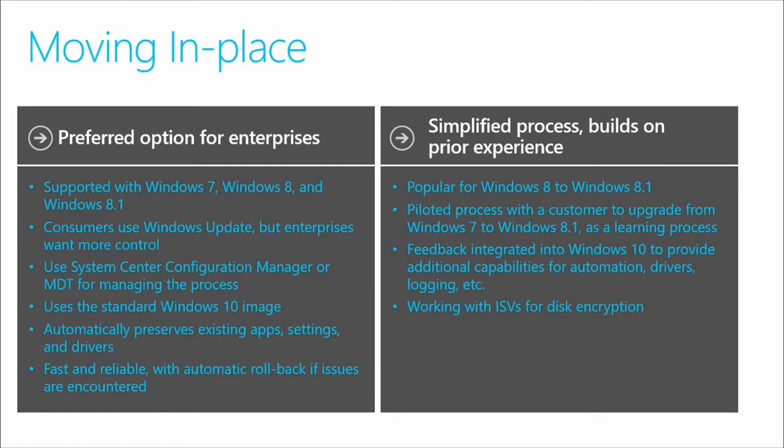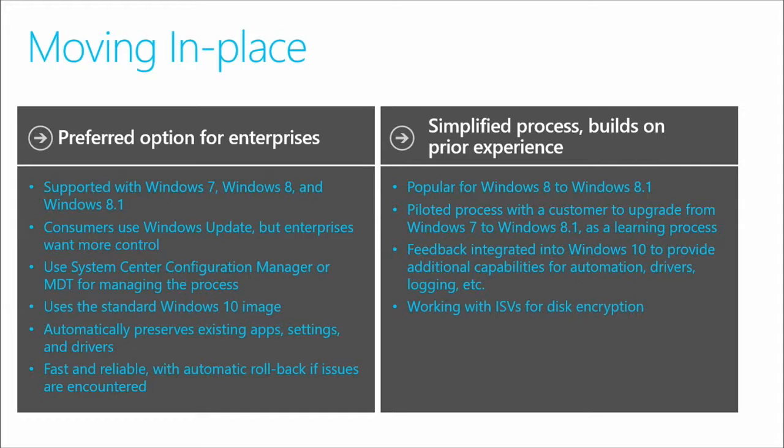So we'll start off by talking about just the details, the nuts and bolts of how this works. First, you can use in-place upgrade to move from Windows 7, Windows 8, or Windows 8.1. For consumers, in-place upgrade means going out to Windows Update, downloading the bits over the internet, and initiating the install from there, just like a normal update.